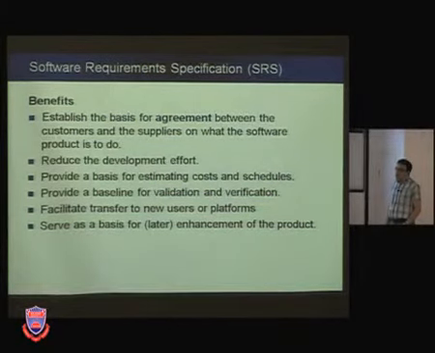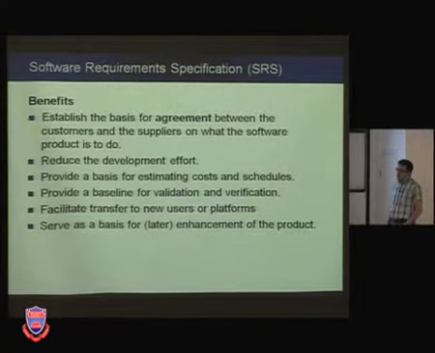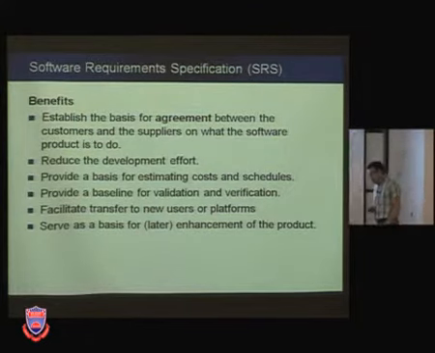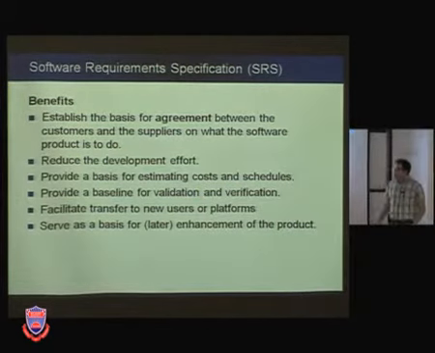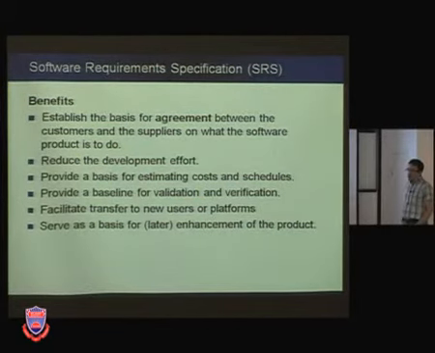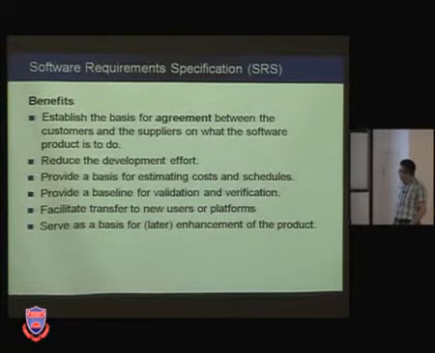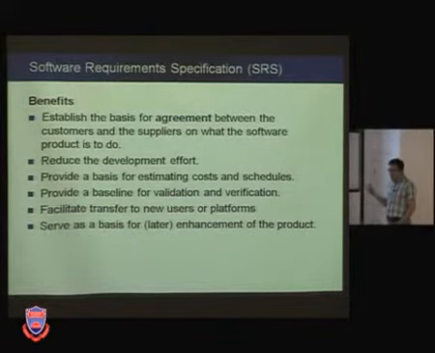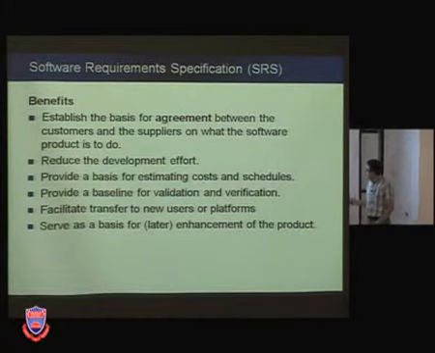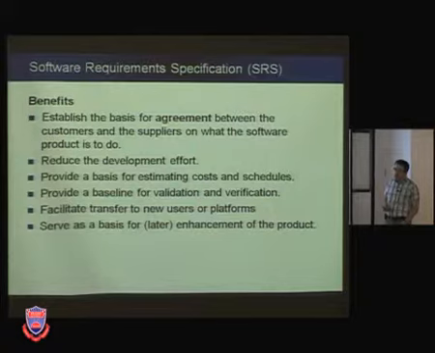So we have to identify these stakeholders, prioritize these, identify the conflicts, and then you have the notion of the software requirement specification document. We have to document these, where all the stakeholders and the requirements are explicit. The benefits, of course: it provides an agreement between the stakeholders and suppliers. It reduces development effort, and based on the requirements it provides a basis for estimating the costs and the schedules.